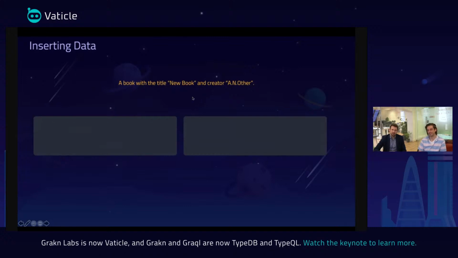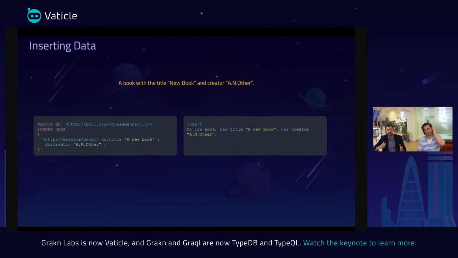So we're inserting data. Now the SPARQL query may look like this. We effectively want to insert a triple with the right values and also the right namespace. In TypeDB, if we have the right schema, we would start with the keyword insert, and then we simply say $b, which is again a variable, is a book, has title, new book, and creator, other. So rather than thinking of having a triple with a subject, a predicate, and an object, instead we simply insert an entity with two attributes. And that's it.